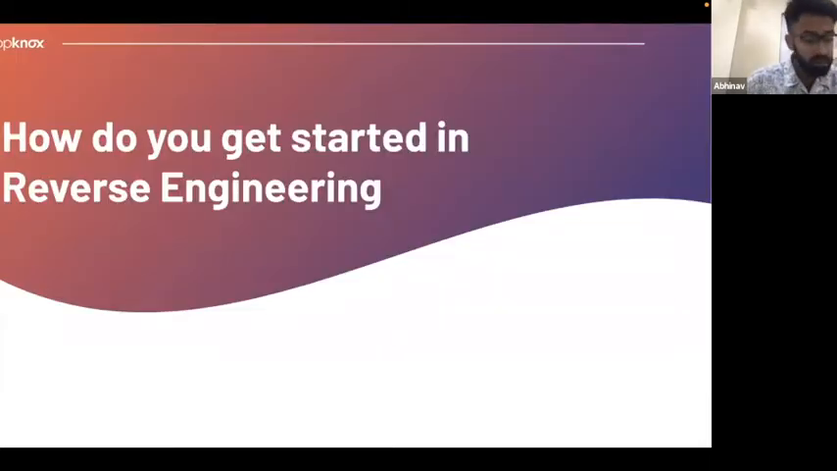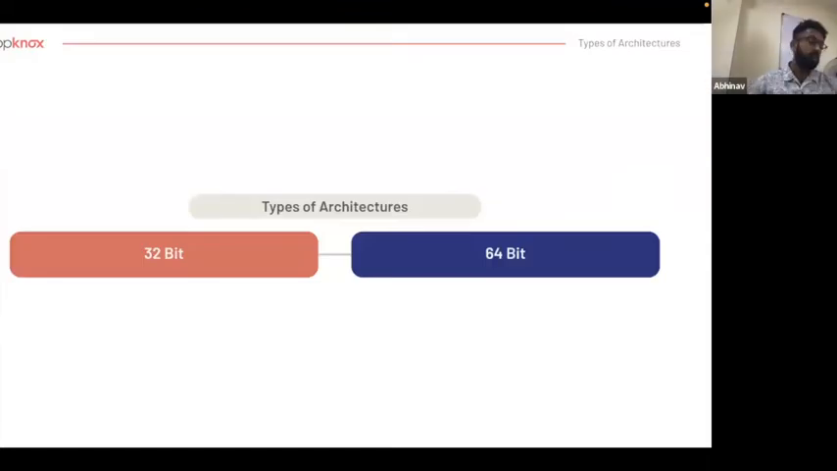Okay, now that we have got some of the basic terms and we have familiarized ourselves with them, how do we get started in reverse engineering? How can I get started today? The first important thing that we need to understand is there are two different types of architectures. There is 32-bit and 64-bit. And the machine level code, the mnemonics, the representations are a little bit different in both of them because they are different architectures. The internal mnemonics are different.